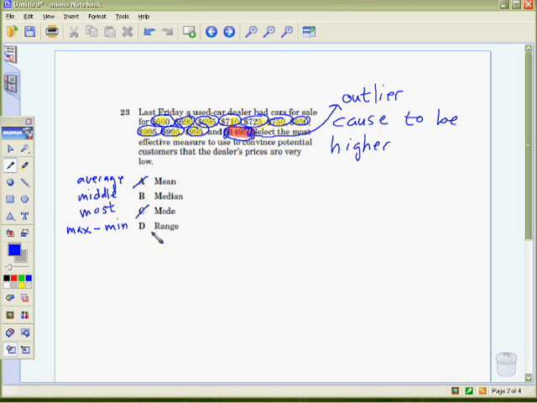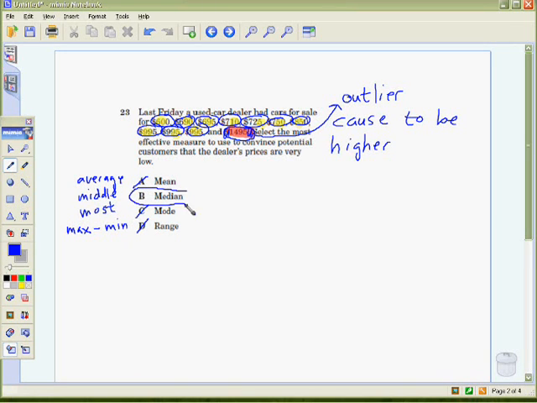The range is not going to work either. D would be range, because if I take the highest price and subtract the lowest price, that doesn't give me any kind of indication what most of the other cars' prices are going to be.